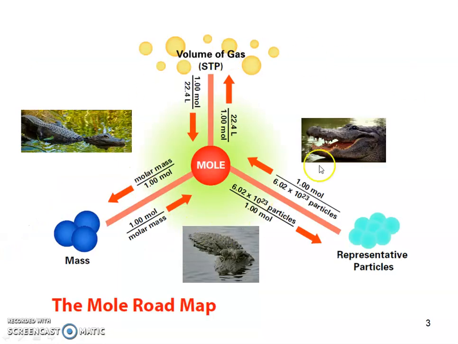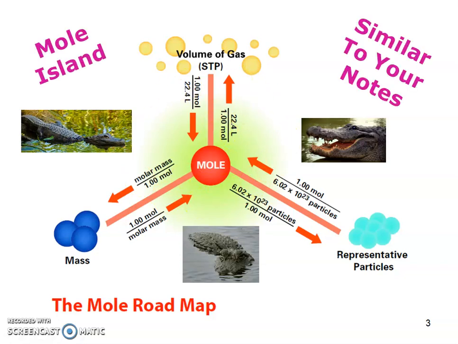So this is back to our mole roadmap, or in your notes, I like to call it Mole Island, but it's very similar. Again, this time I put those alligators in there just to make sure you're understanding that we need to go from mass to moles or moles to mass. We cannot go from mass to volume and back to mass because those little alligators or big alligators will eat us alive, right? So we have to think about these as bridges.